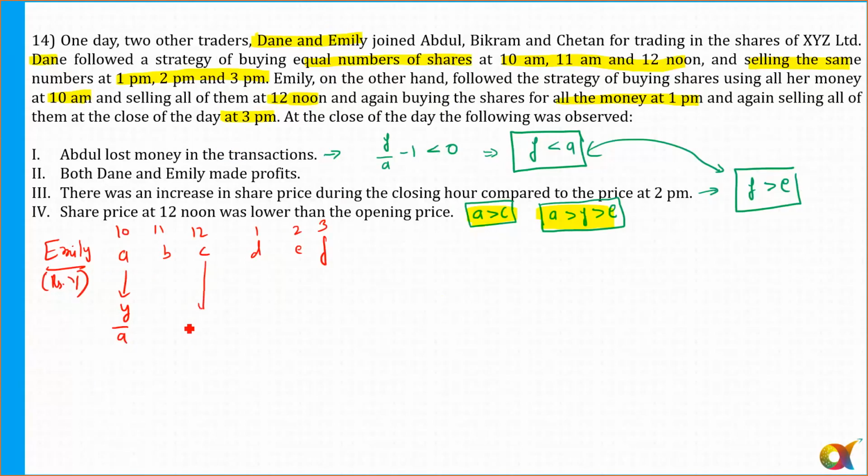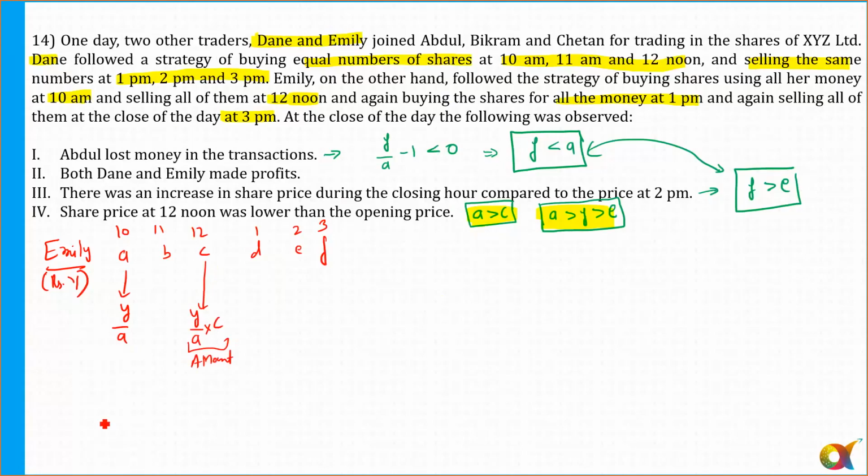So what is the total selling value which she will receive? Can I say Y by A into C? Is that clear to all of you? Please tell me. The total number of shares bought by Emily at 10 is equal to Y by A, and she sold all the shares at 12. So how much total return money would she have got? Y by A into C. So this is the amount which Emily has got at 12.